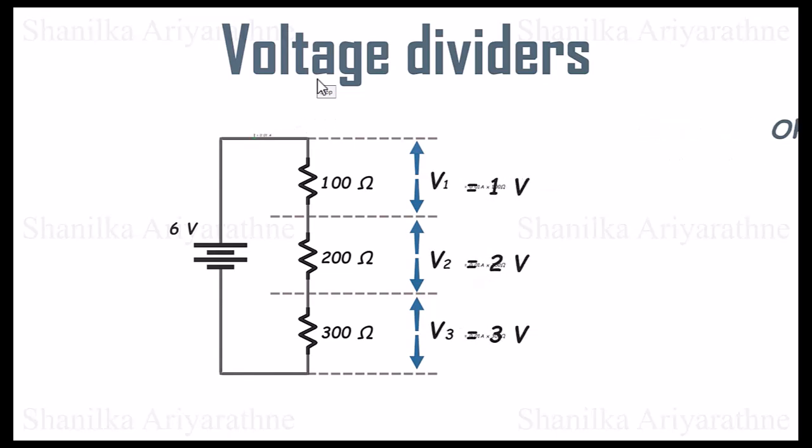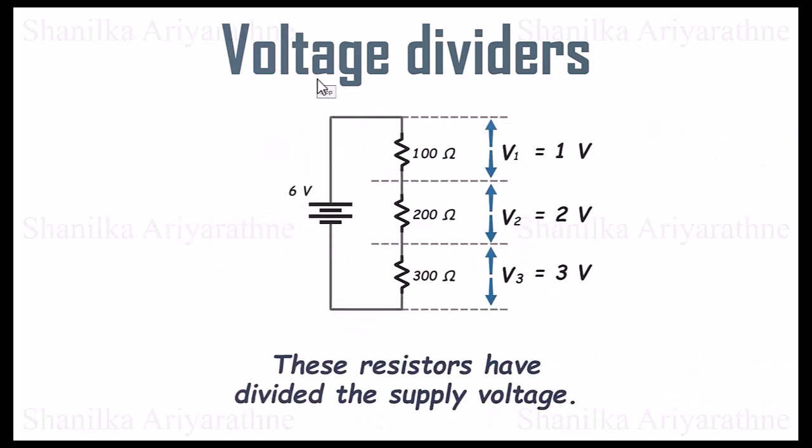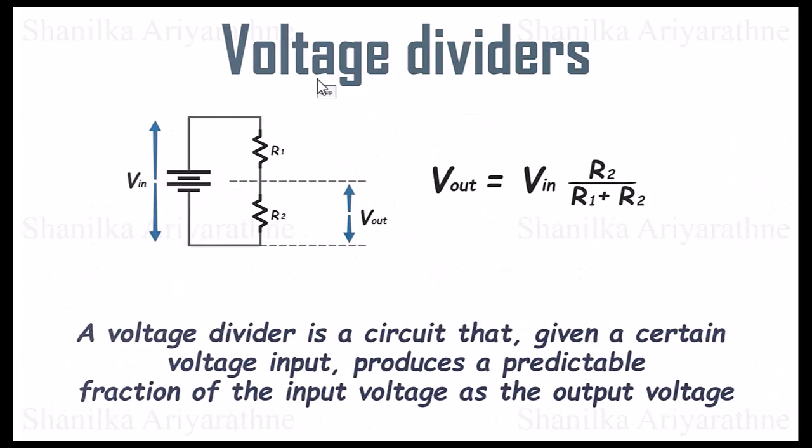Do you notice that these resistors have divided the supply voltage? These kinds of circuit segments are known as voltage dividers. To put it very simply, a voltage divider is a circuit that, given a certain voltage input, produces a predictable fraction of the input voltage as the output voltage. The simplest voltage divider is shown in figure.